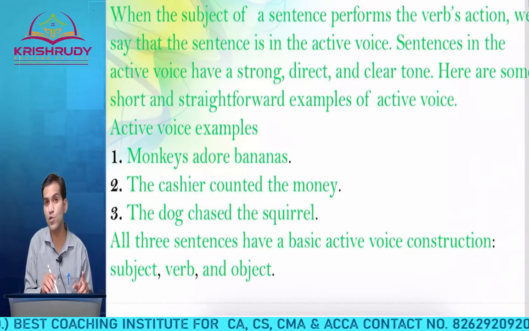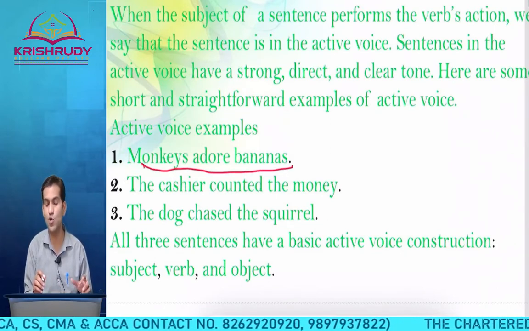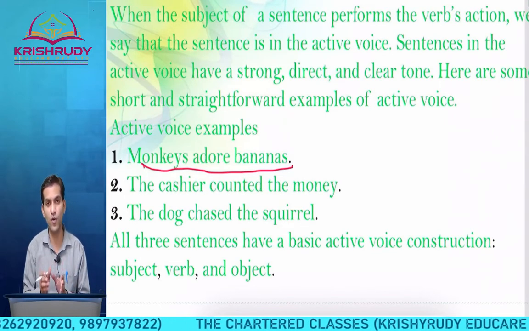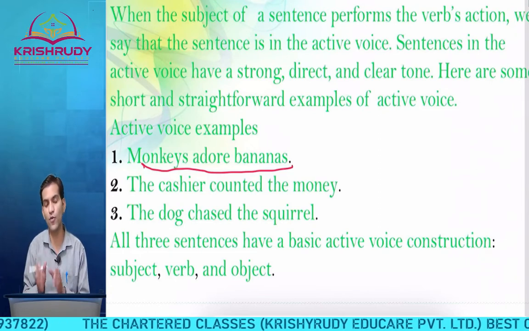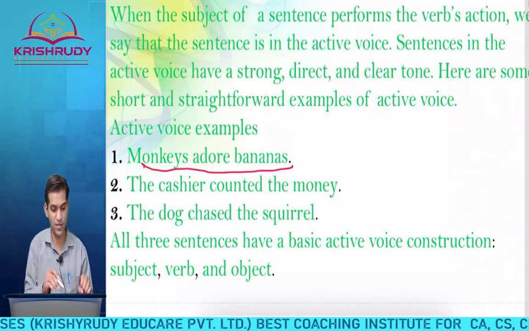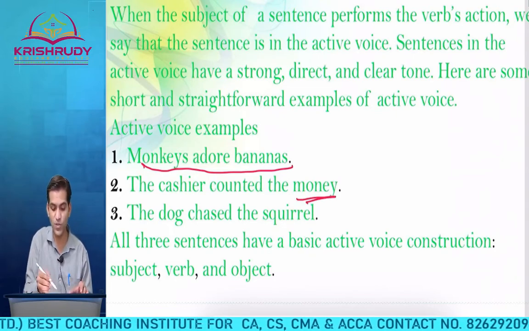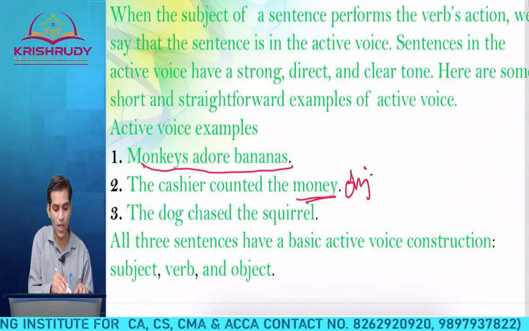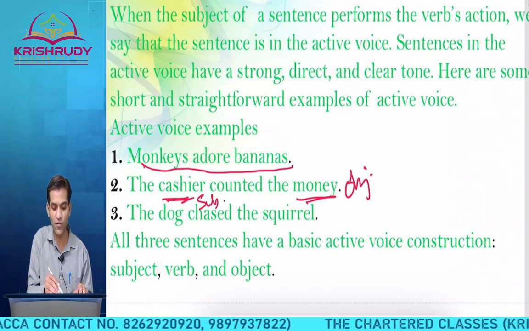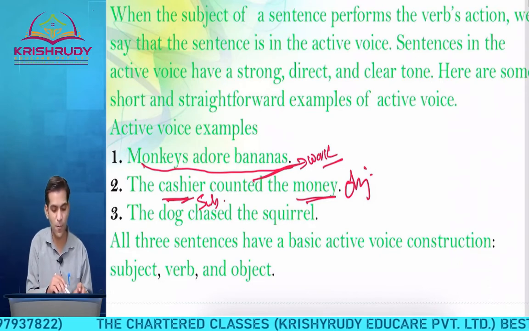Here you can also see some more examples, like monkeys adore bananas. It is very easy to understand that monkeys work on bananas. The work of adore is done here, meaning they like bananas. The cashier counted the money. So money is the object here and the cashier is the subject, and this is the work, right?